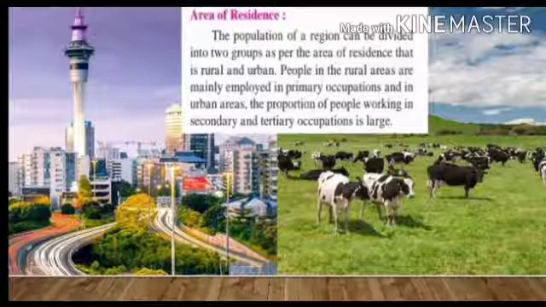The population in the rural areas is involved in the production of food grain. The urban population is dependent on the rural population for the supply of food grains. Means villages are producing the food grains and cities are dependent on villages for the supply of food grains.